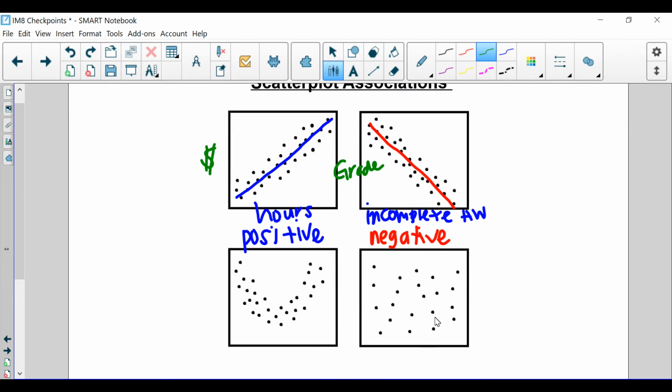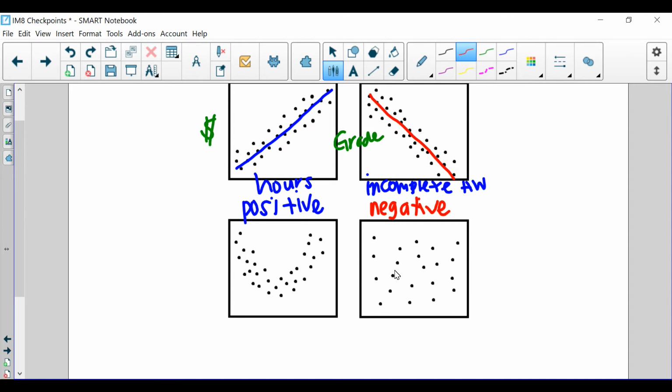And then finally, we've got this situation where, what do we notice? There is not really any trend upward or downward, so we would say there's no association. And the reason why there's no association is because it's not related. Like, for example, height and money. There's no association there. The higher in height you are or taller you are, it's not really related to how much money you make.